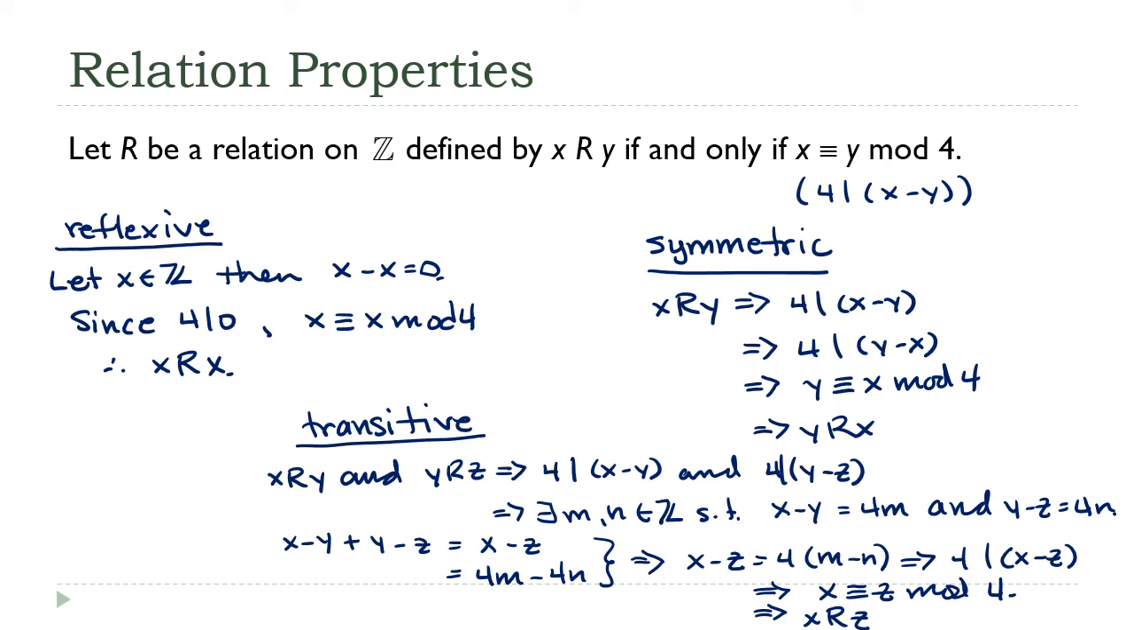So here we have a non-trivial relation. The equality relation is a little on the trivial side because we kind of pick everything up for free from the properties of equality. Here we have a much less trivial example of a relation that does have all three of these properties.